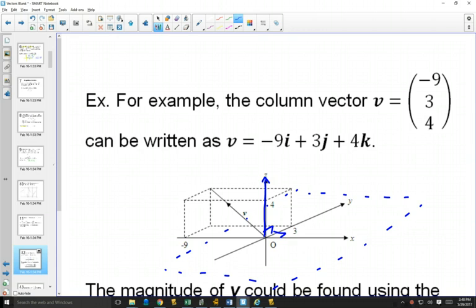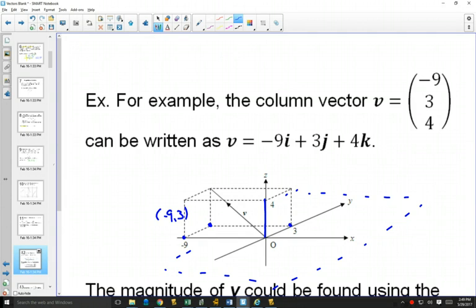So now if you wanted to represent the vector -9, 3, 4 on here, you would go -9 in the x direction. That would get you to here. 3 in the y direction, that would get you to here. So this would be the point right here in my 2 dimensions. That would be -9, 3 on my 2-dimensional piece of paper. And then from that point, I need to go up 4 units.